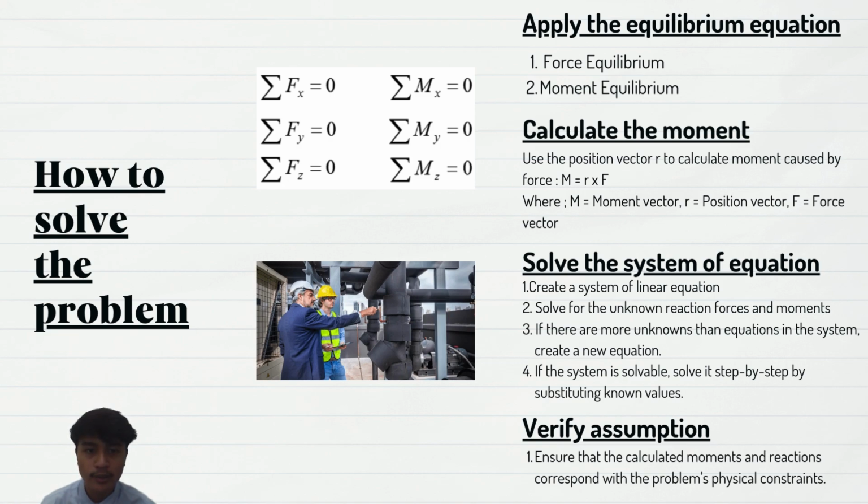So we need to create a system of linear equations, and then we solve for the unknown reaction forces and moments. If there are more unknowns than equations in the system, we need to create a new equation. If the system is solvable, solve it step by step by substituting known values. And then lastly, we need to verify our assumptions. We need to ensure that the calculated moments and reactions correspond with the problem's physical constraints.